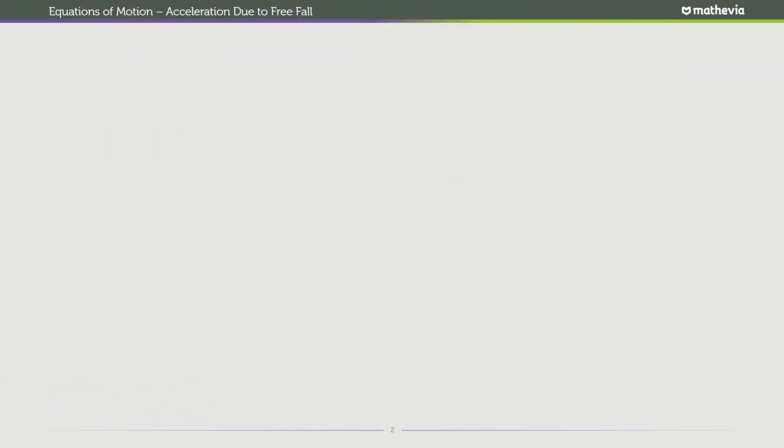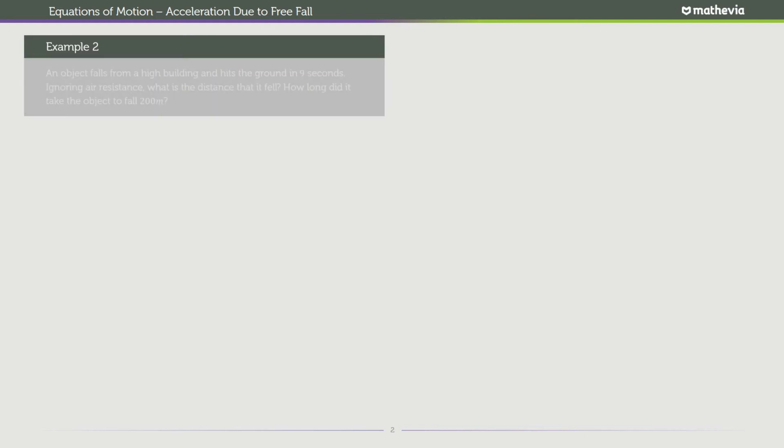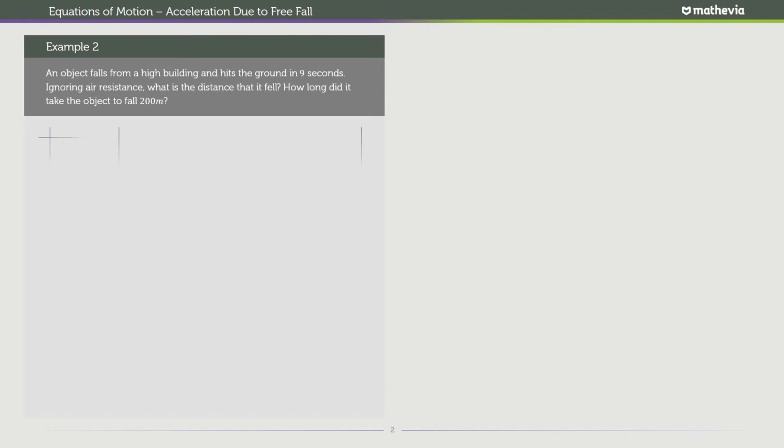Now, example two. In example 2, we have an object that falls from a high building and hits the ground in 9 seconds. Now, ignoring air resistance, what is the distance that it fell, and how long did it take the object to fall 200 meters? Basically, we have time and we're looking to find height.